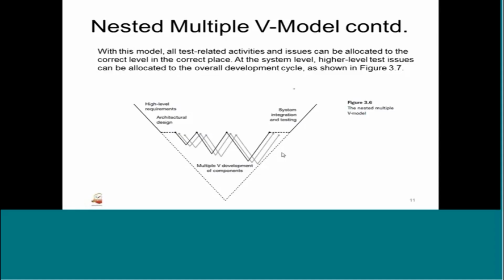So this principle can be repeated for components that are too big or too complex to develop as one entity. For such a component, an architectural design activity is carried out to determine which subcomponents are required. We need to have an architectural design, so that will identify how many subcomponents are required to make the system work. So this could also result in another V model. Within the V model, we can have another V model. So that is why it is called a nested V model.